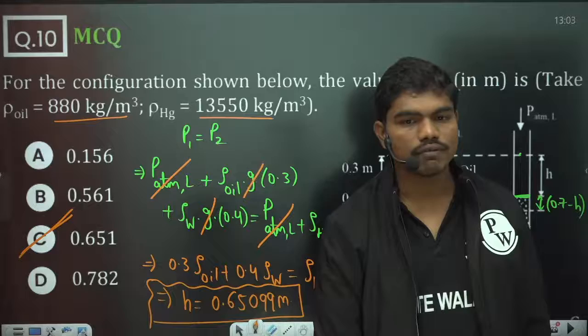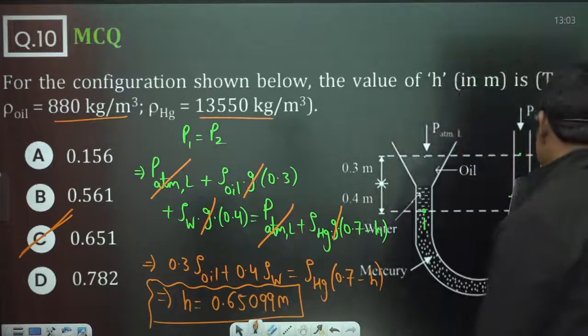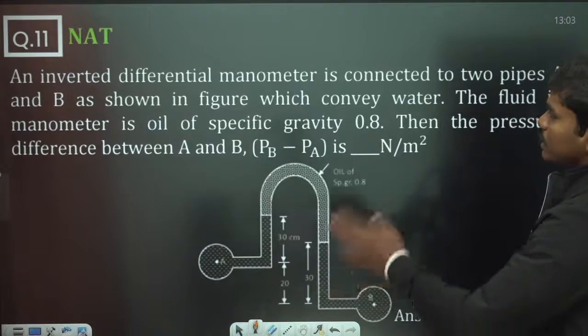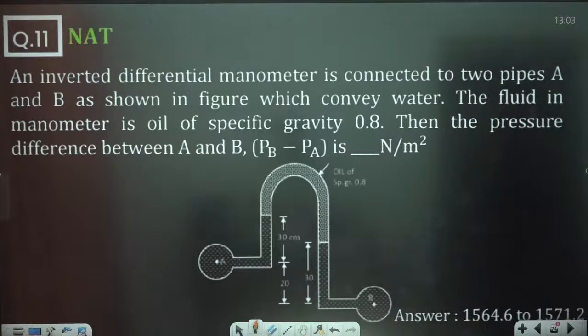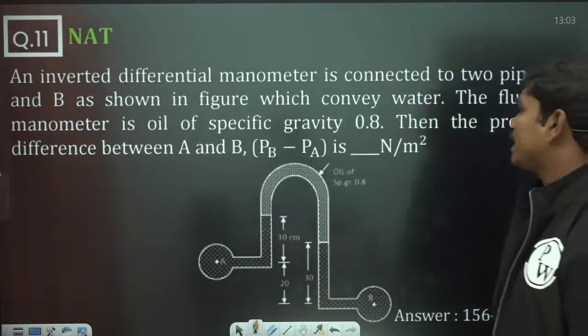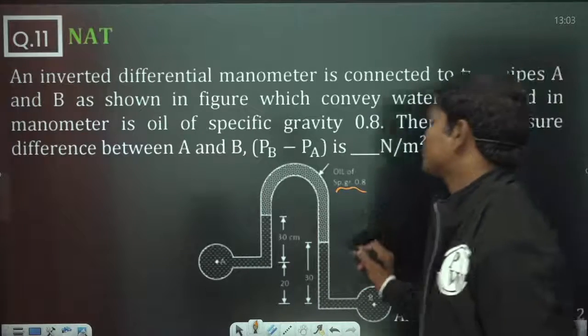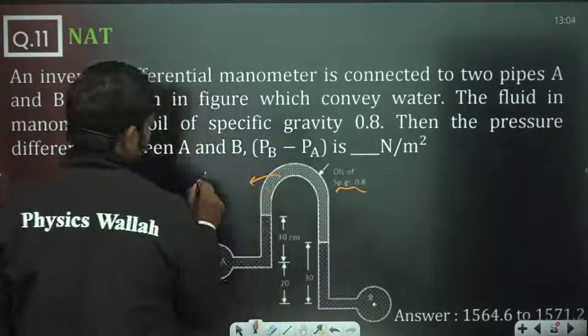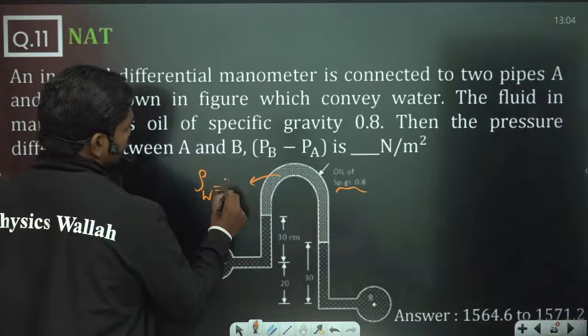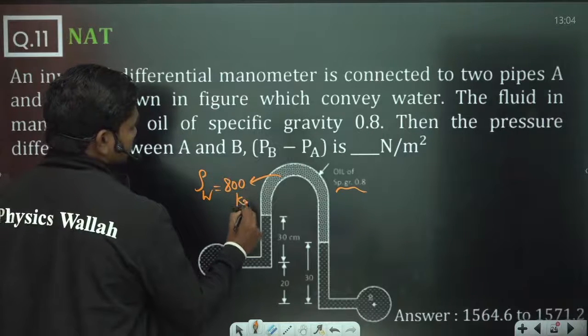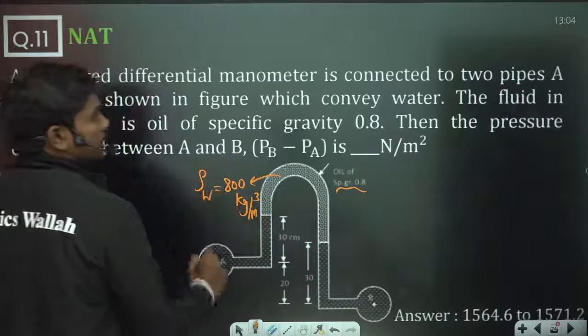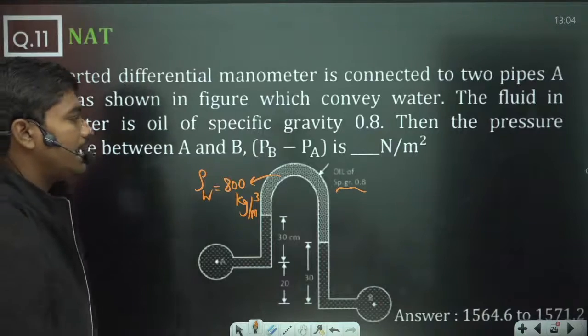Okay, let's solve one last question before we leave. An inverted differential tube manometer, a simple question, is connected to 2 pipes A and B as shown in the figure, which convey water. The manometer fluid is oil of specific gravity 0.8, so this density is 800 kg per meter cube. If you take this as water, then find the pressure difference PB minus PA.